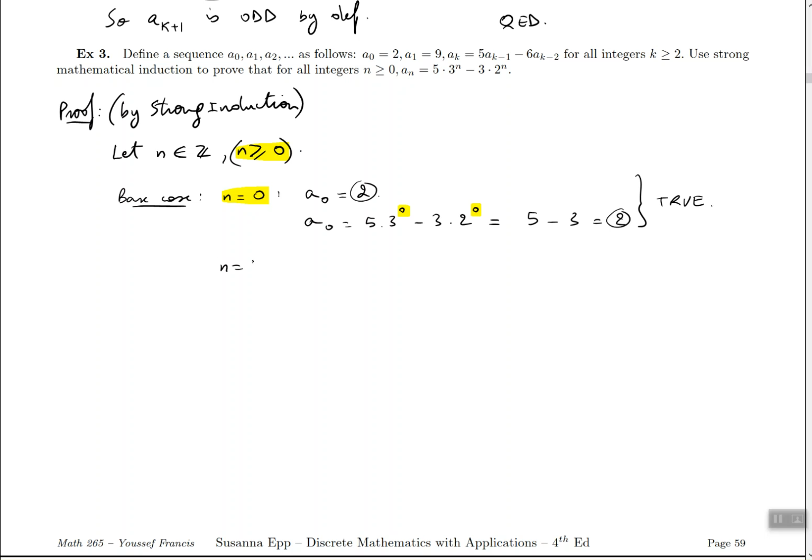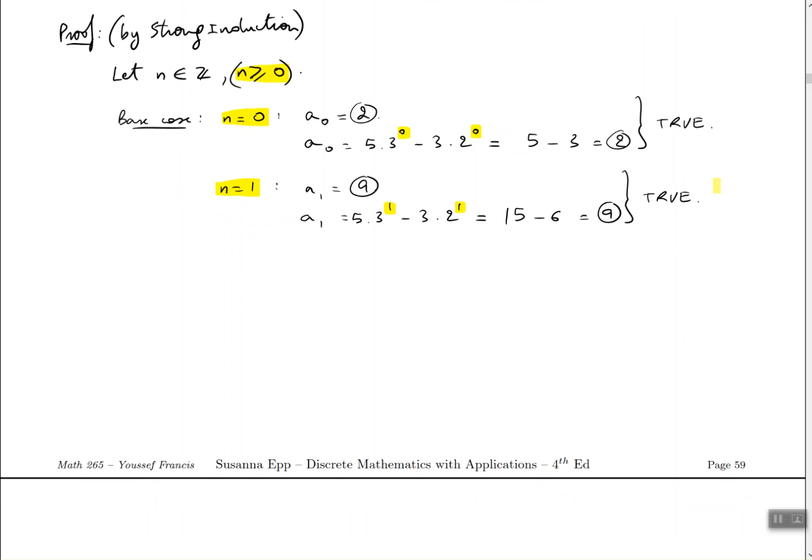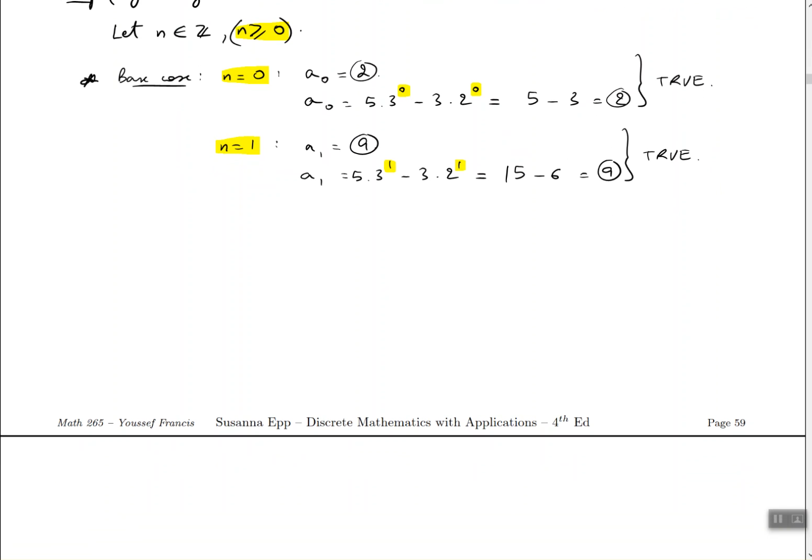So the next base case is n equal to 1. Okay, so there it is, the second base case when n is equal to 1. We end up with 9 for the first term because of what we were told at the beginning. And then if you plug the 1 into the formula, you get also 9. So it seems like the base case is working out, and now onto the inductive hypothesis.